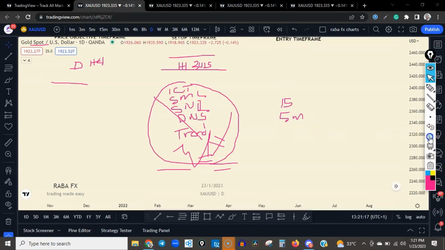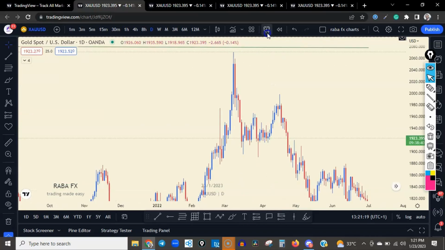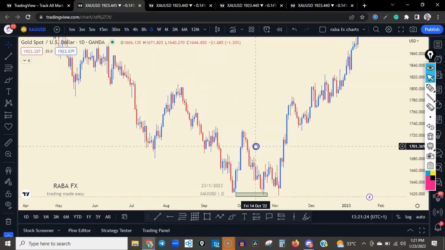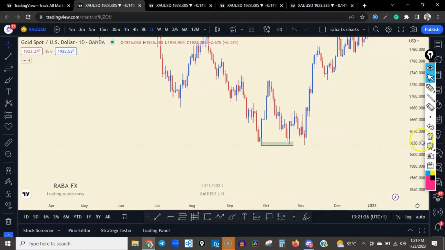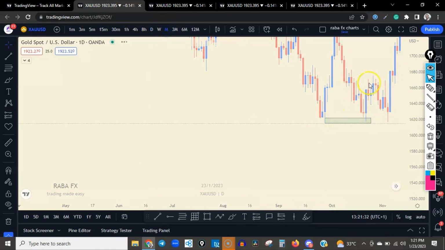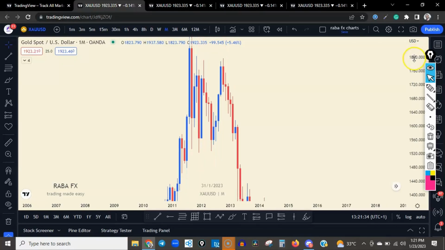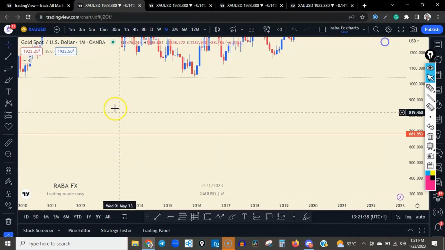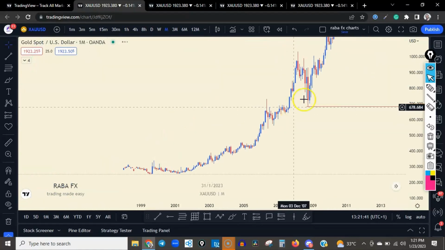Now if you look at the daily time frame here, this is what I want to show to you, the daily time frame. Now when price was coming down here, this low, in case you don't understand the price objective in a particular time frame, you can use the higher time frame to frame your objective.